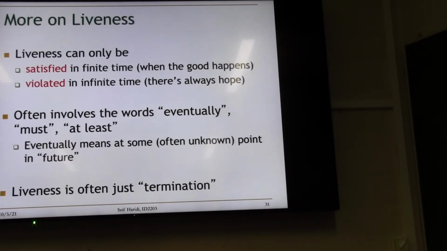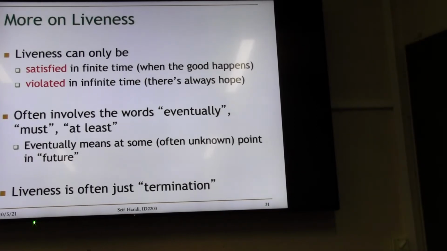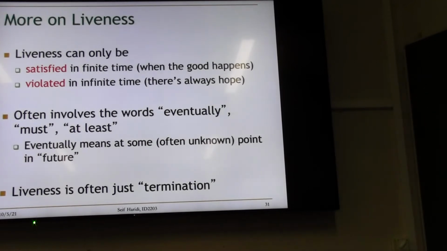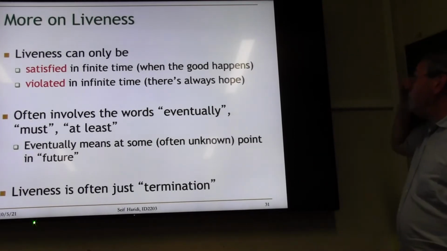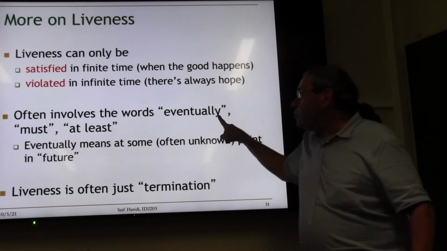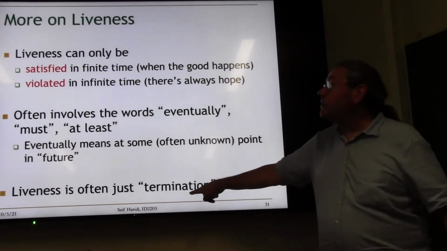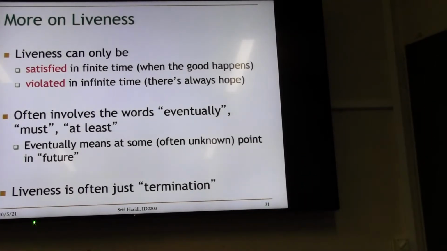Liveness is dual. You can satisfy liveness in finite time, when the good thing actually happens. And the only way to violate it is at the end. If I'm driving to the beach, the only way to be really sure I never get there is at the very end, when I didn't get there. But when I do get there, it's in finite time. Eventually, must, at least, termination is a liveness property. Those are all liveness words.